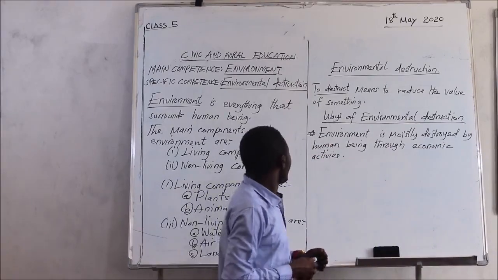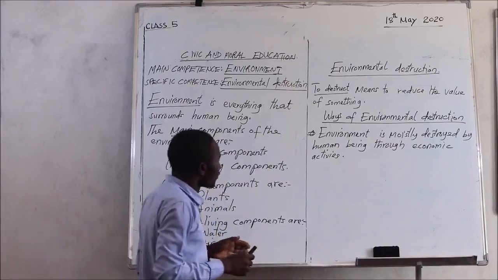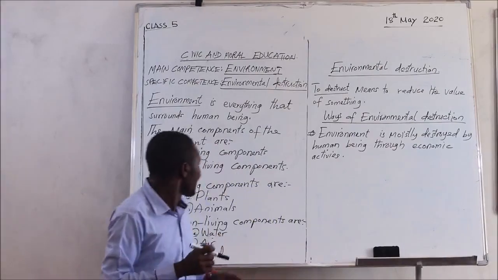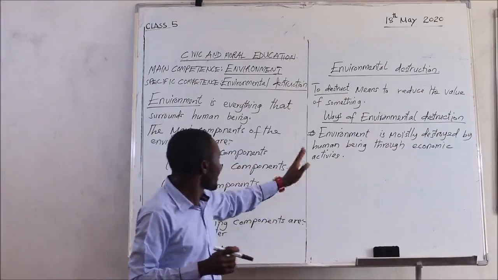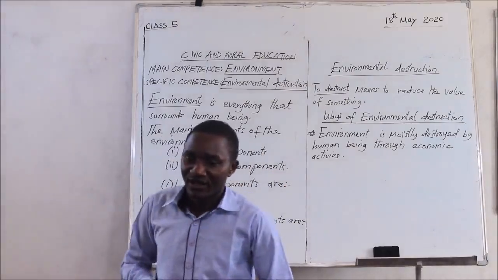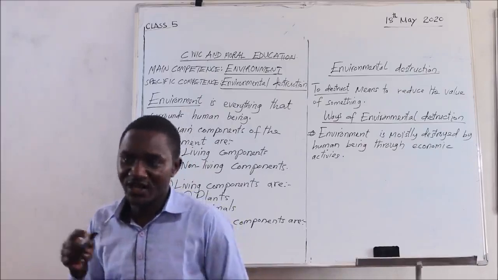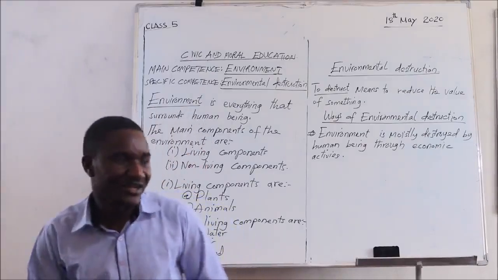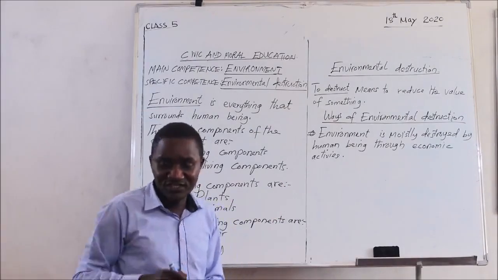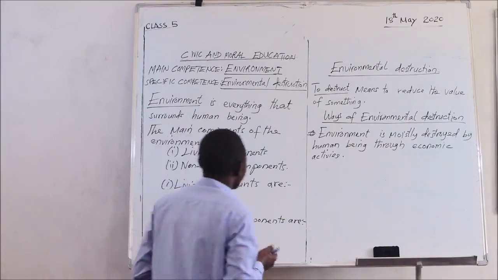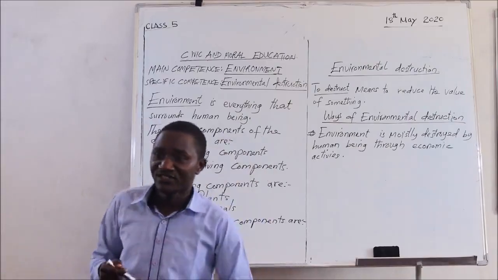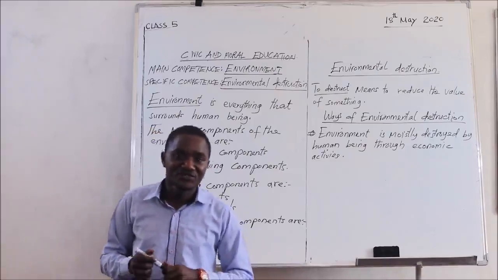So first of all, we are supposed to know what is the causative of environmental destruction. We said that environment is mostly destroyed by human being through economic activities. So when human beings carry out their economic activities, they can lead to the environmental destruction. So let us see different ways of environmental destruction. There are 7 ways that lead to the environmental destruction.